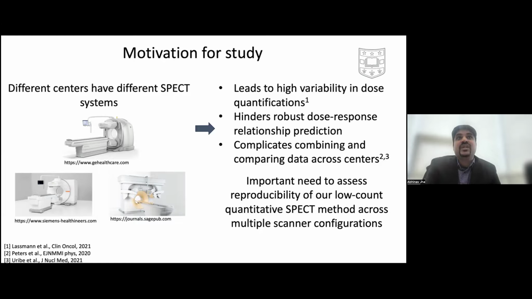So therefore, there is an important need to assess reproducibility of our low count quantification method across multiple scanner configurations. Right? So we want to be able to assess how well our method works, not just for one scanner, but across a range of scanners.